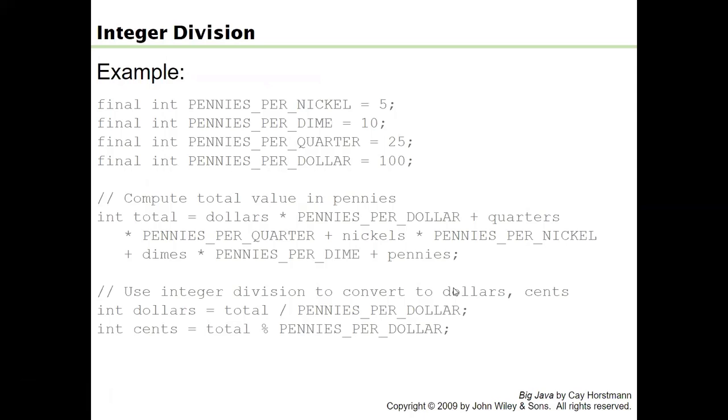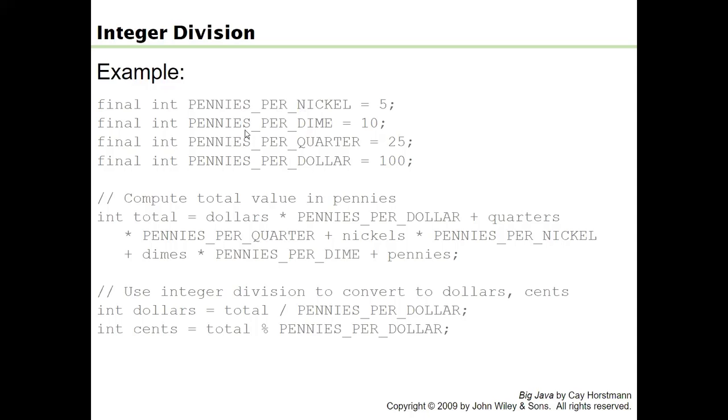All right, so here's our example. This is taken from the enhanced cash register we're going to be working on in this chapter. We're making a bunch of constants. This is probably in the tester. So these are constants, right? You can tell they're constants because they're all capitalized, they have the keyword final in front of them, and all the words are separated by underscores.